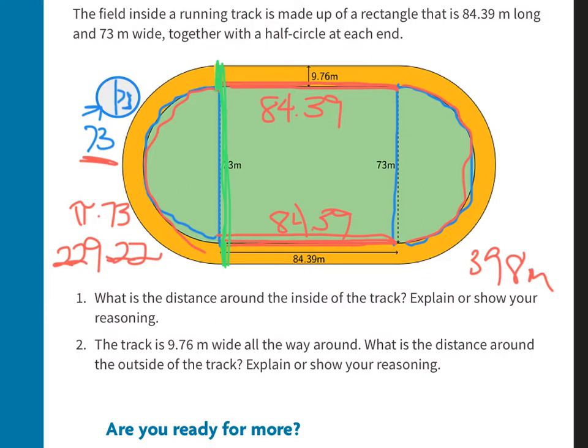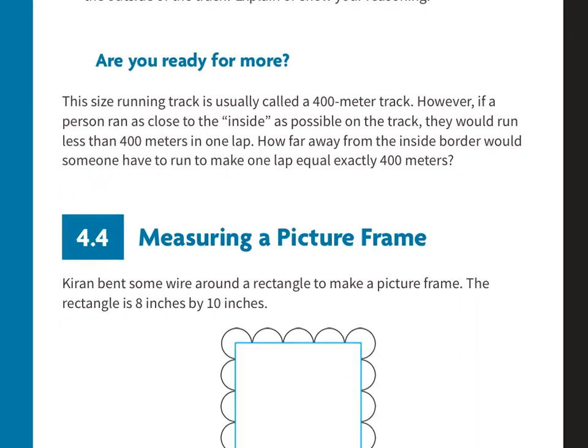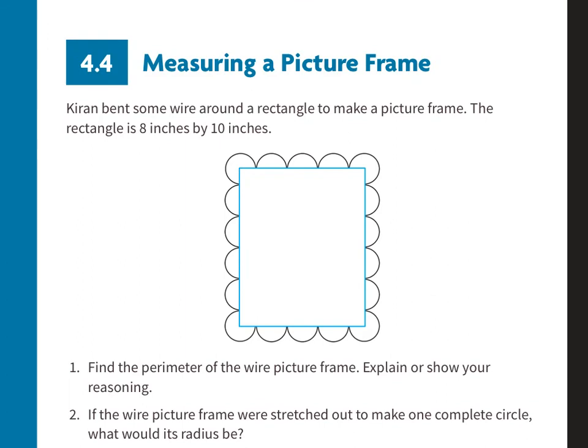All right, so if we turn the page to 34, we're going to talk about this one too. We're not going to do it. So it says Karen bent some wire around a rectangle to make a picture frame. The rectangle is 8 inches by 10 inches. Find the perimeter of the wire picture frame. Explain or show reasoning.